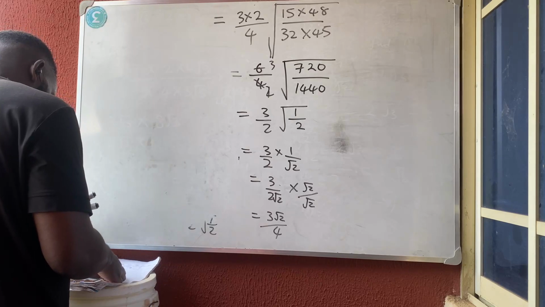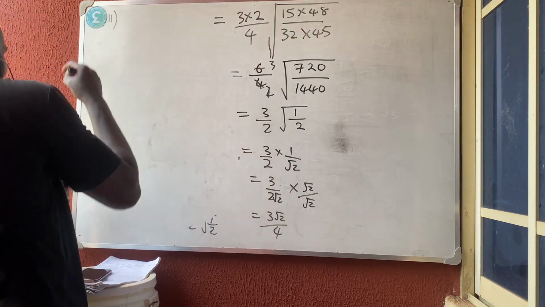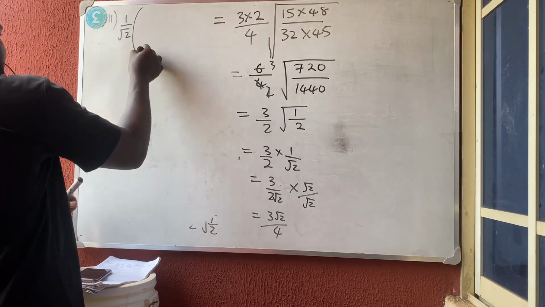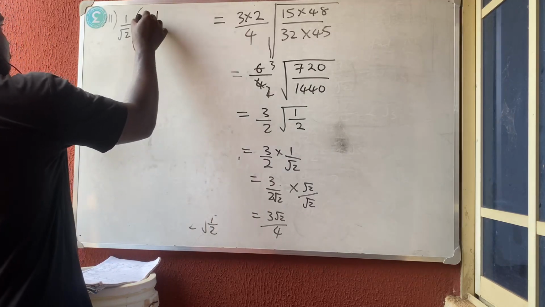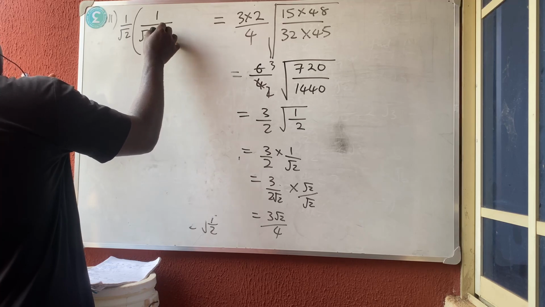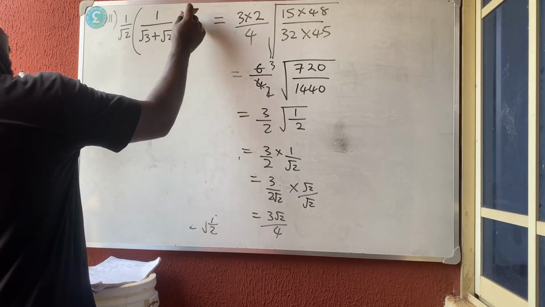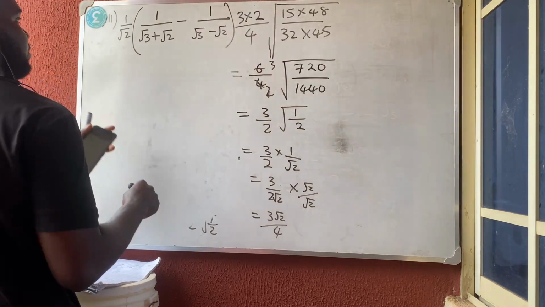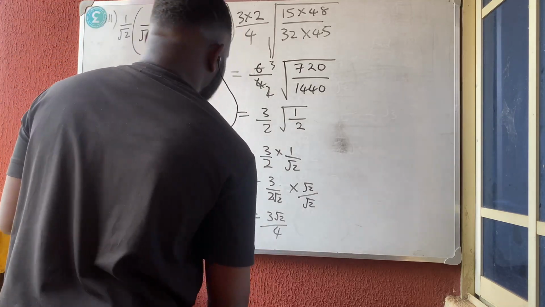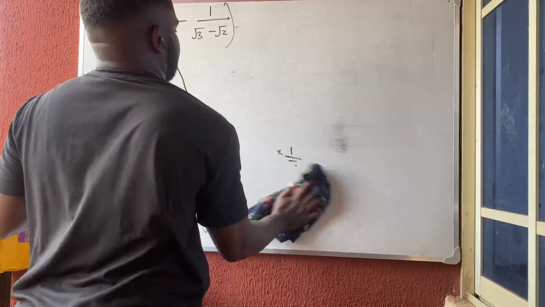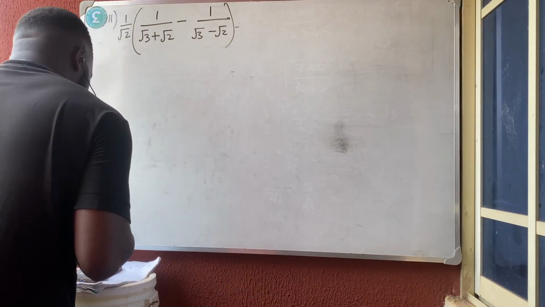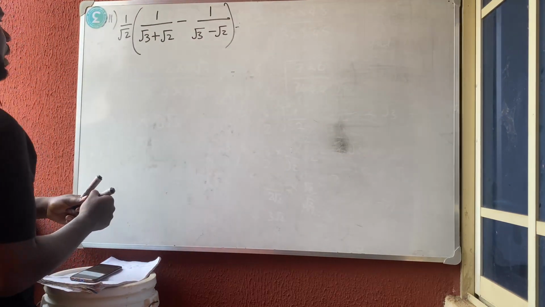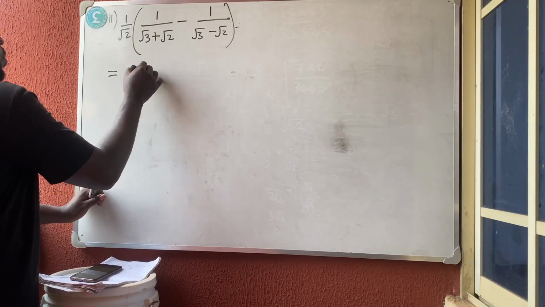Now the next question, number 11. Number 11 says 1 over root 2 brackets 1 over root 3 plus root 2 minus 1 over root 3 minus root 2. Okay? Now, I can decide to work inside, then later use this and multiply, or I'll just use that multiply, then work it at once. Any one I like, the same thing. So let's go. 1 over, let me multiply first.